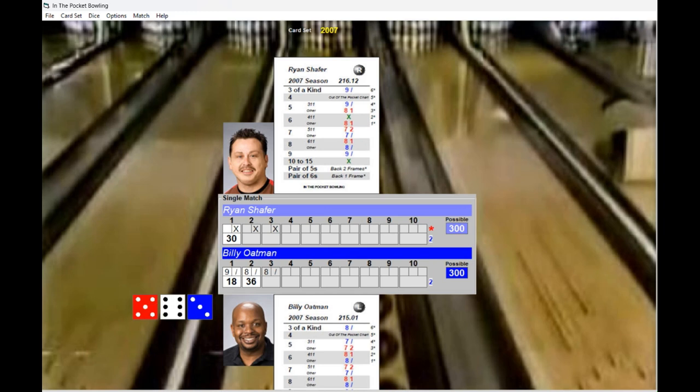Fourth frame for Oatman. It's a 5-6-3. That's 14. That's a strike on the board. So Oatman gets a strike. Oh, he's a lefty. I did not even realize that.